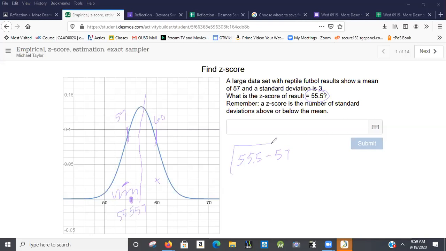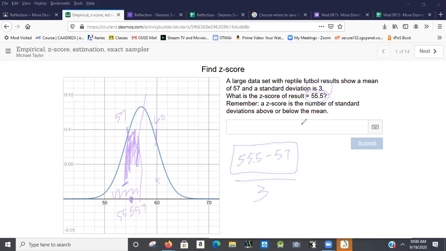So I usually just grab the 2 numbers and subtract them. Sometimes I get them in the wrong order. It's fine. And then once I get that, I'm going to divide it by, how many standard deviations is this? It's not one full standard deviation. That is one full standard deviation. This is slightly less than that. So I divide it by my measuring stick. Every unit is 3 long because my standard deviation is 3 long.